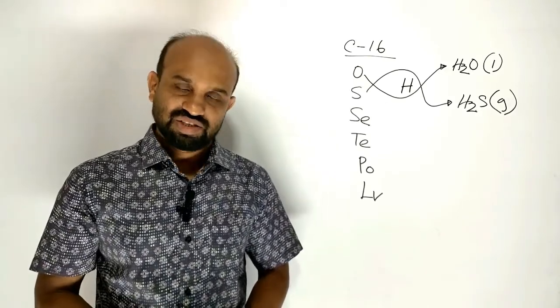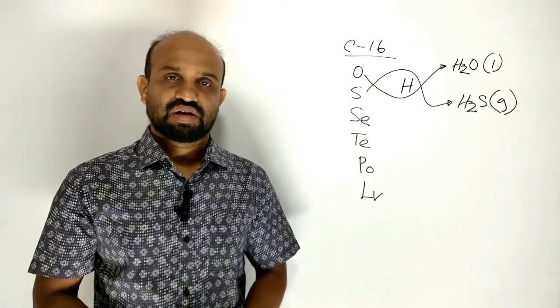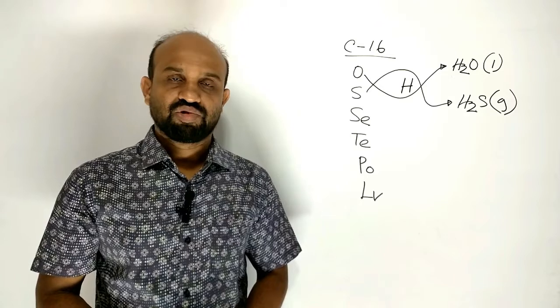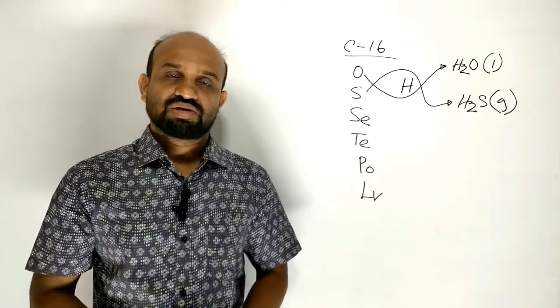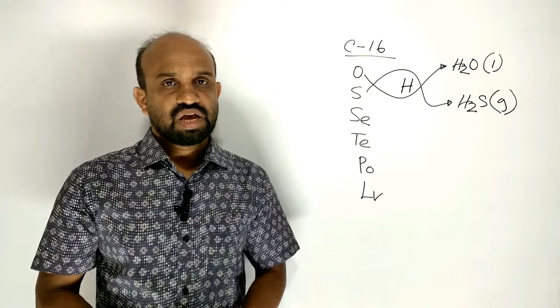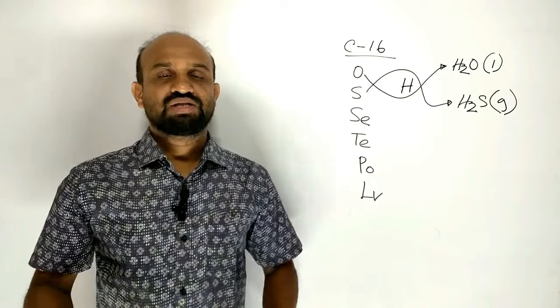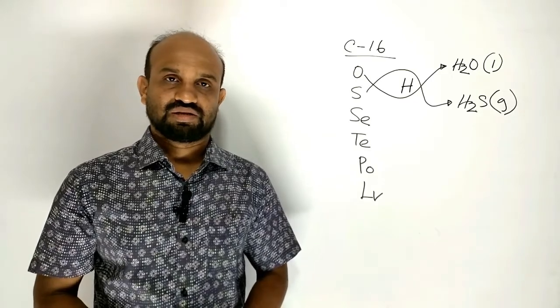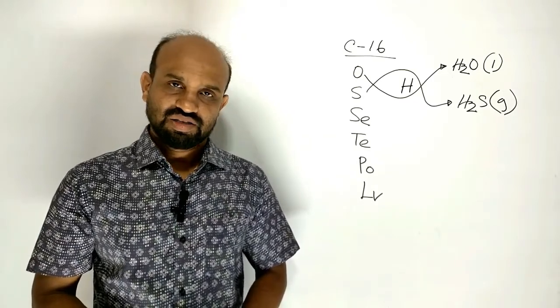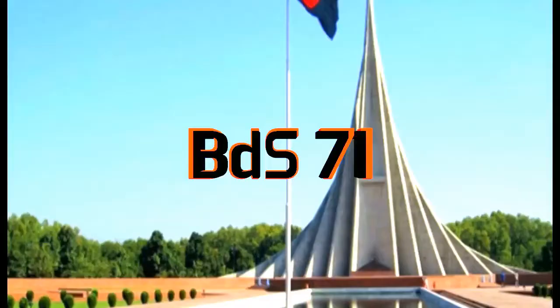But why? This is today's lesson. As oxygen and sulfur belong to the same column, hydrogen oxide and hydrogen sulfide are supposed to be the same under normal condition, but one is liquid, another one is gaseous. Why? This is today's lesson. So let's get started.